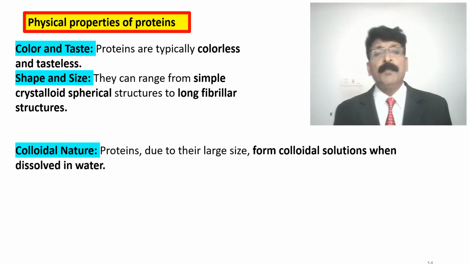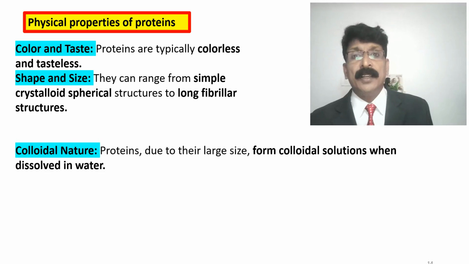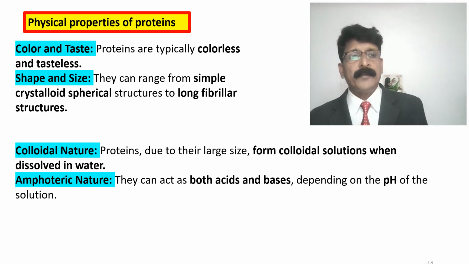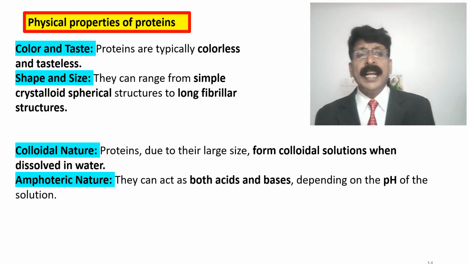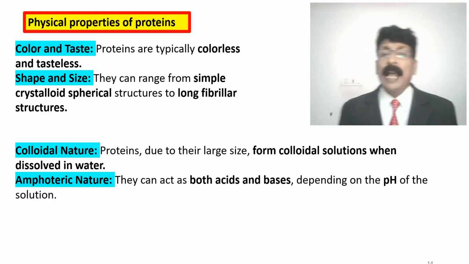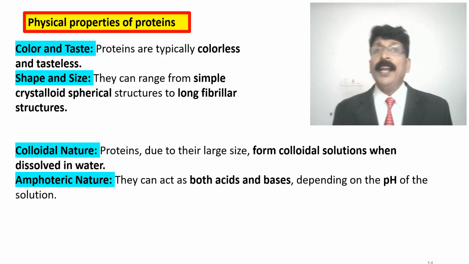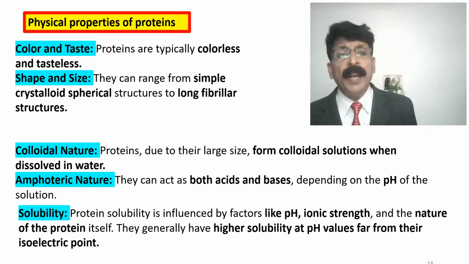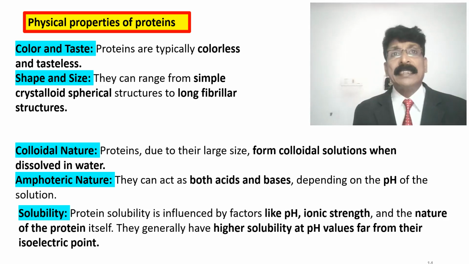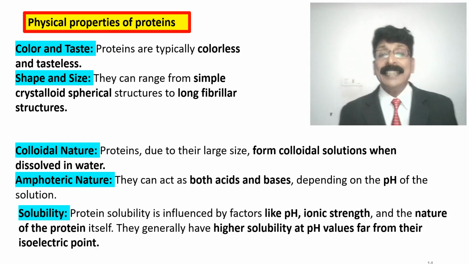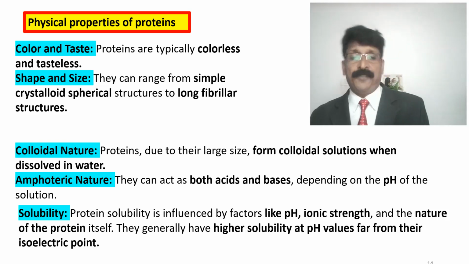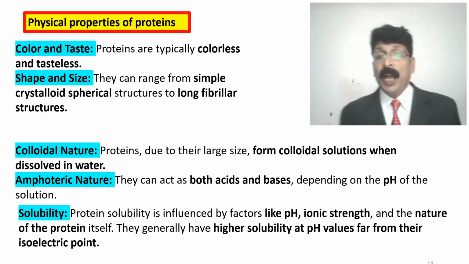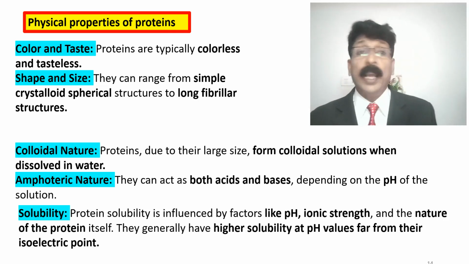Colloidal nature: proteins, due to their large size, form colloidal solutions when dissolved in water. Amphoteric nature: they act as both acids and bases depending on the pH of the solution. Solubility: protein solubility is influenced by factors like pH, ionic strength, and nature of the protein itself. They generally have higher solubility at pH values far from their isoelectric point.